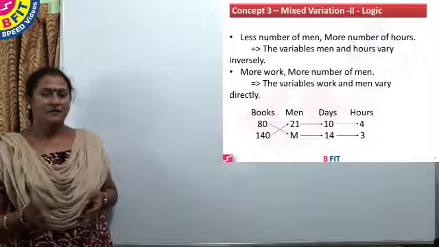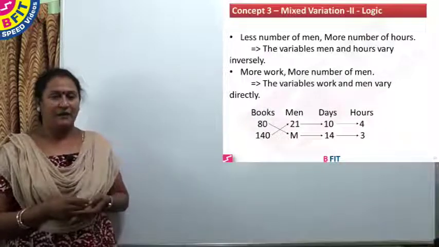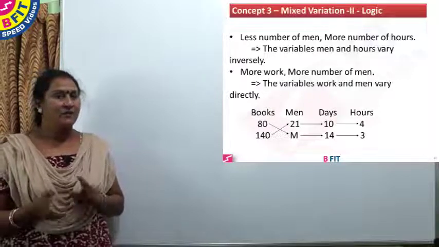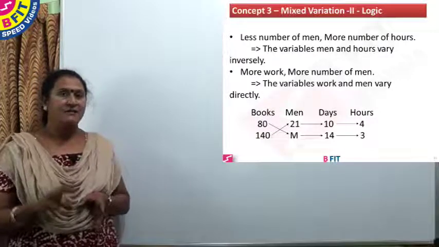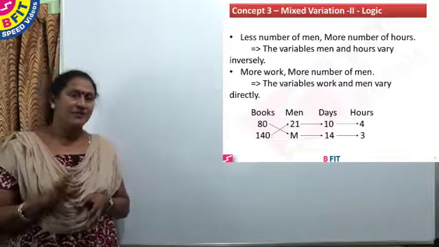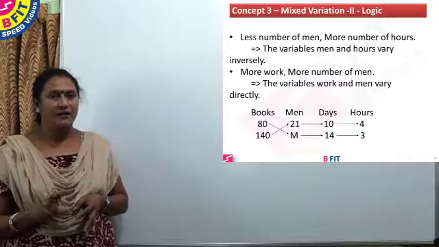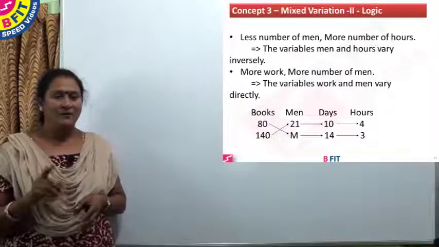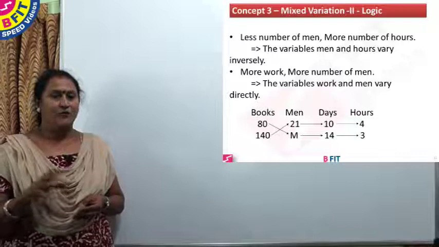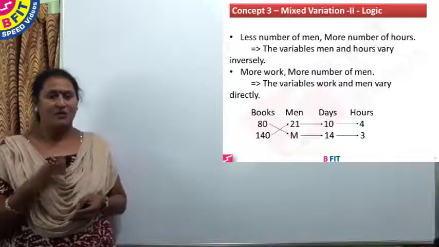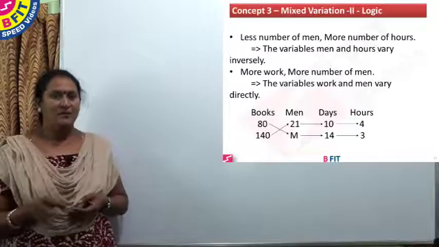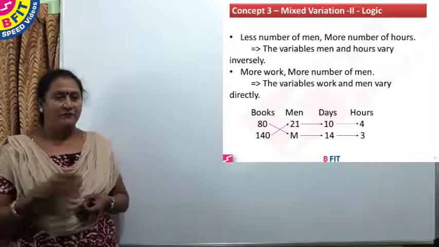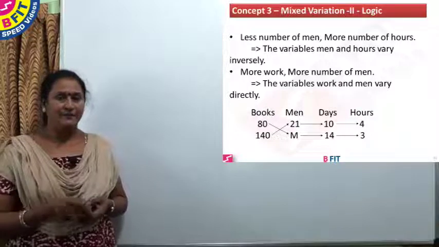Here the logic is less number of men, more number of hours. So men and hours vary inversely. We have converted the days and hours as hours work, so it is enough if we check that men and hours both vary inversely. More work, more number of men, so work and men vary directly. For work and men, direct variation, cross product. For men and number of hours, inverse variation, parallel product. So by having this concept, we get the answer as 35.